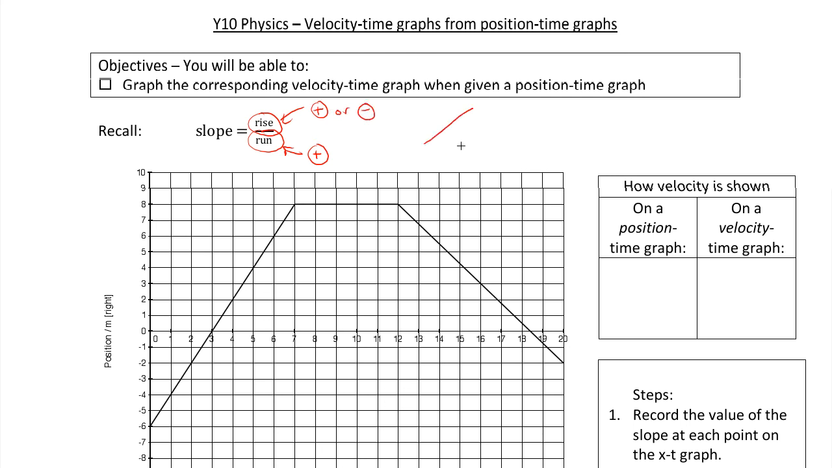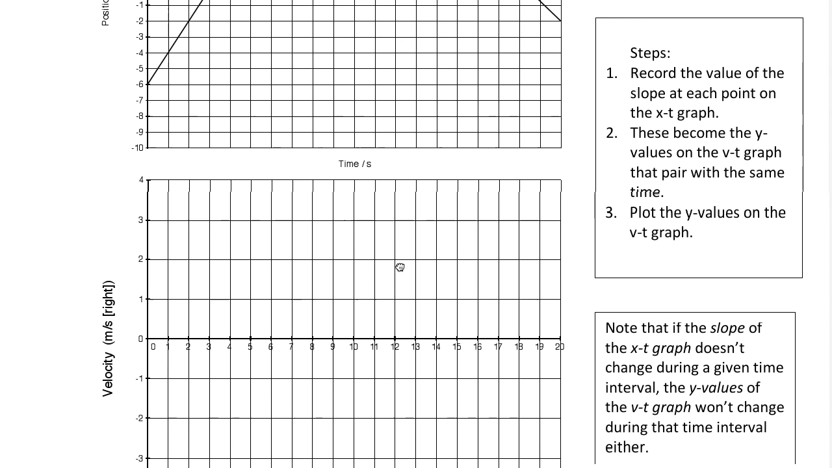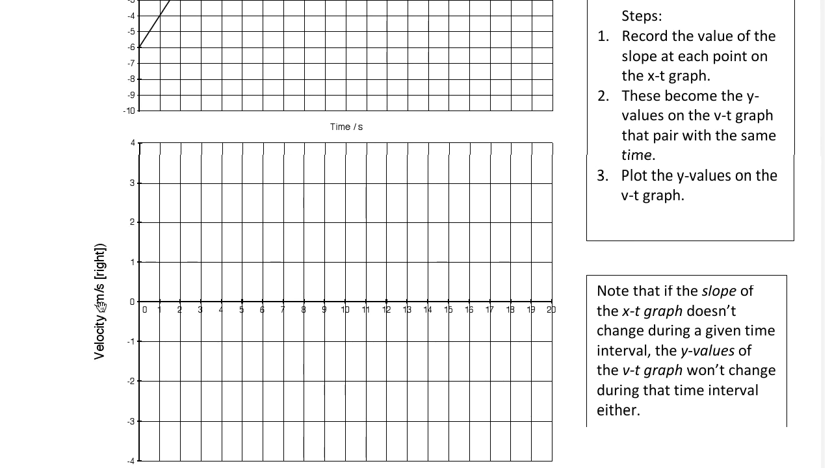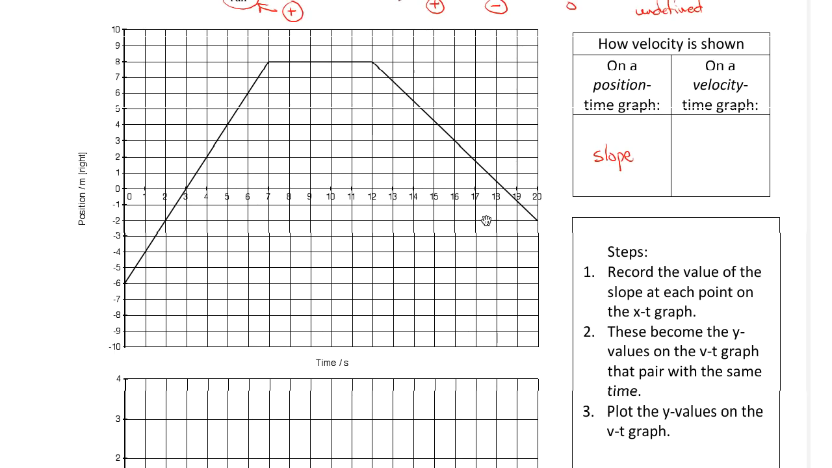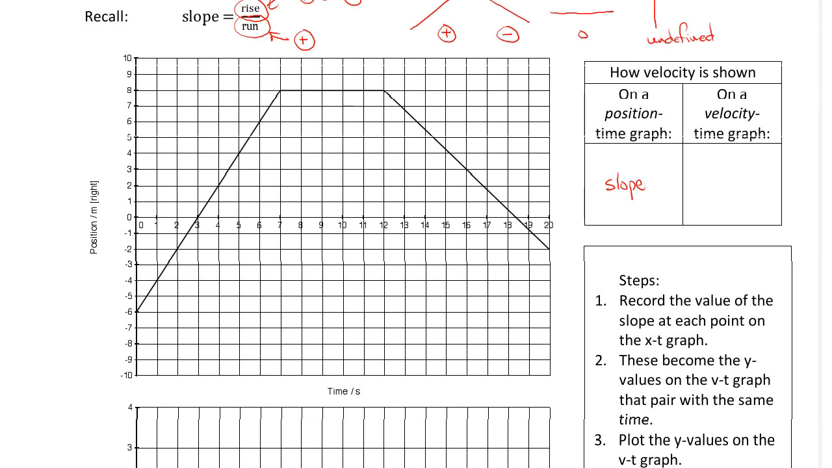Recall that a graph that goes up has a positive slope, one that goes down has a negative slope, one that's horizontal has a slope of 0, and one that's vertical has a slope that's undefined. Also remember that on a position time graph, the velocity is given by the slope. Slope indicates velocity on a position time graph. And now that we've introduced velocity time graphs, where velocity is on the vertical or the y-axis, we know that on those, velocity is just given by the y value.